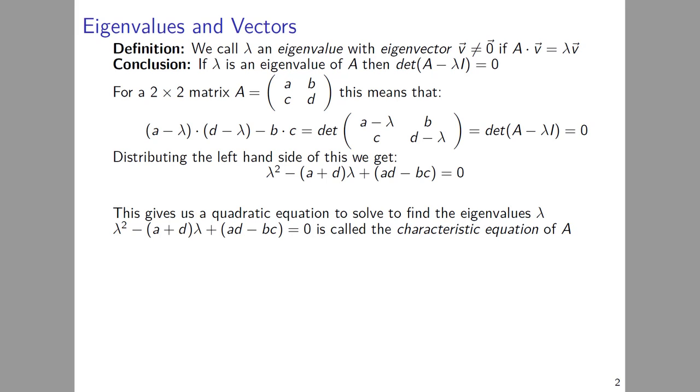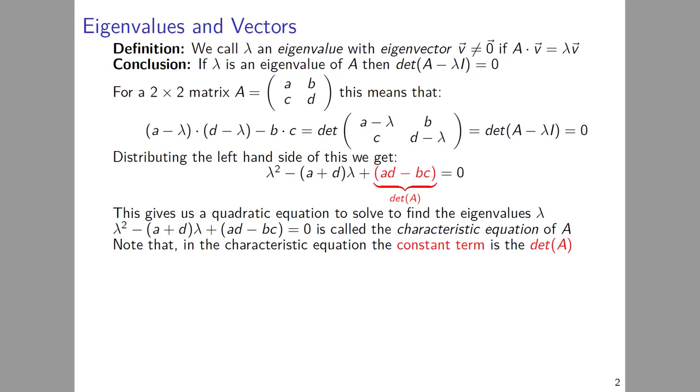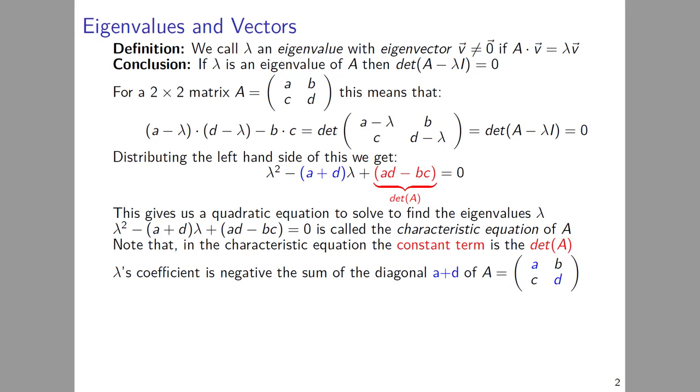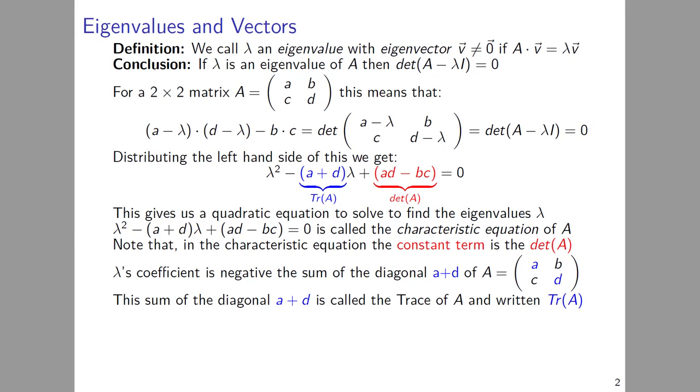Before we compute the eigenvalues for an example, I want to point out a couple of notes about this characteristic equation. Notice that the constant term ad minus bc is the determinant of A, and lambda's coefficient is the negative of the sum of the diagonal, a plus d. This sum of the diagonal, a plus d, is called the trace of A, and written as tr of A. Those of you that have taken linear algebra before may have seen this. If not, it's not an important issue, but something to note.